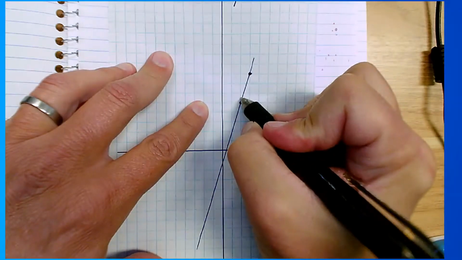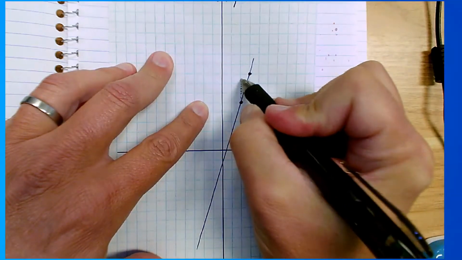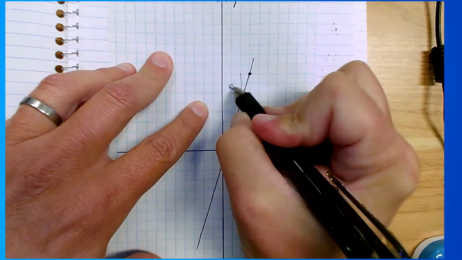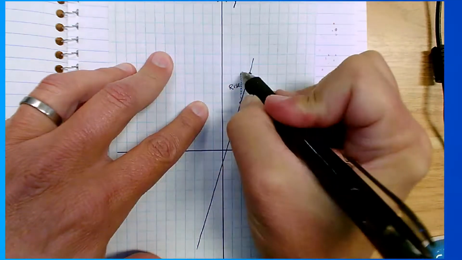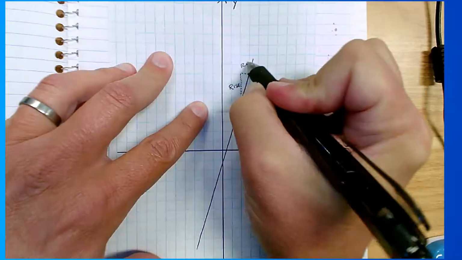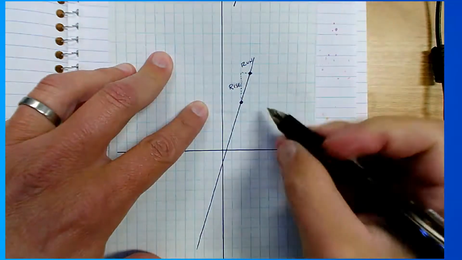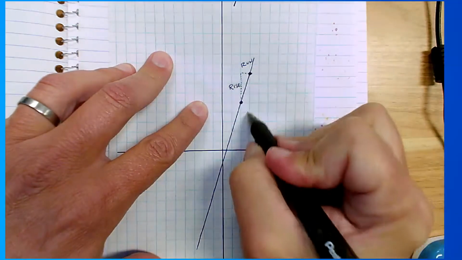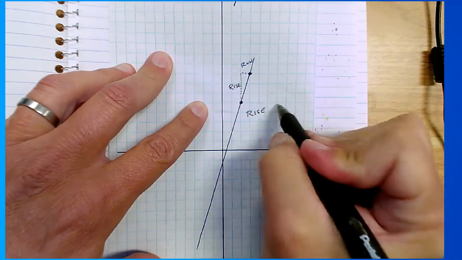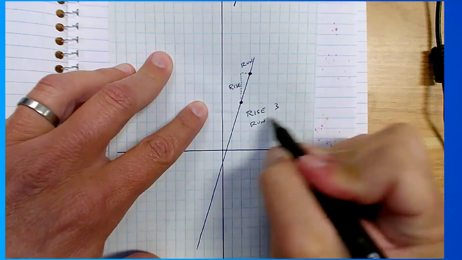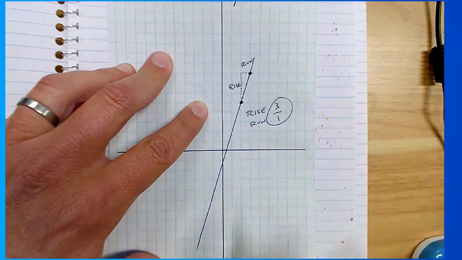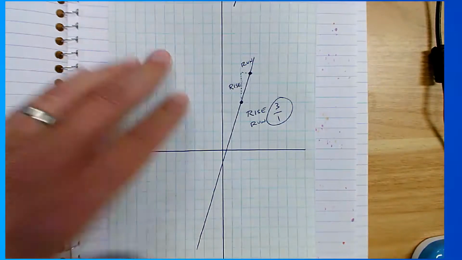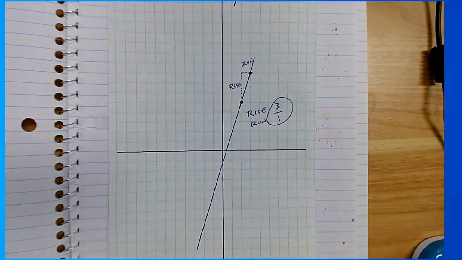From there, I count the rise between the points, and I count the run between the points. As you can see, the rise is 3, and the run is 1. And there's my slope. The slope of this line is 3 over 1. It goes up 3 squares for every 1 square that it goes to the right.